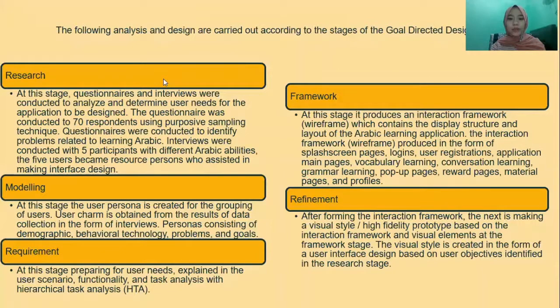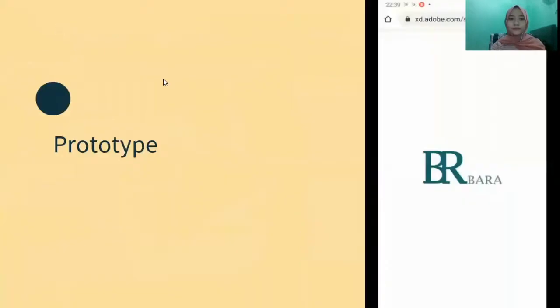And the last, refinement. After forming the interaction framework, the next step is making a visual style or high-fidelity prototype based on the interaction framework and visual elements from the framework step. The visual style is created in the form of a user interface design based on the user objectives identified in the earlier stages.